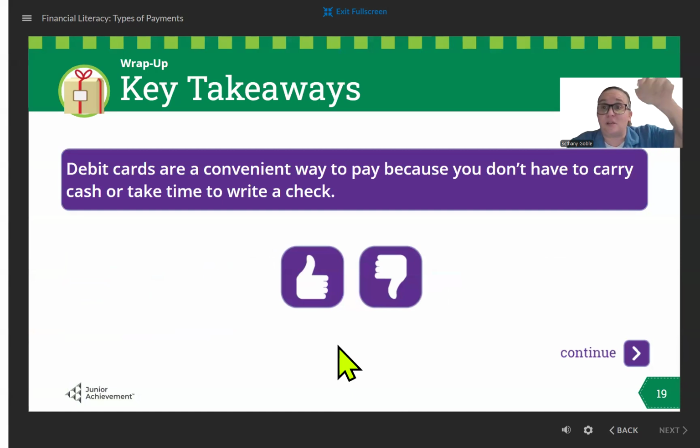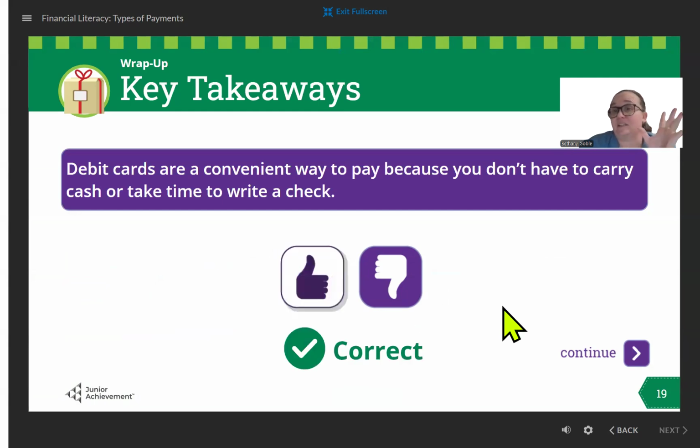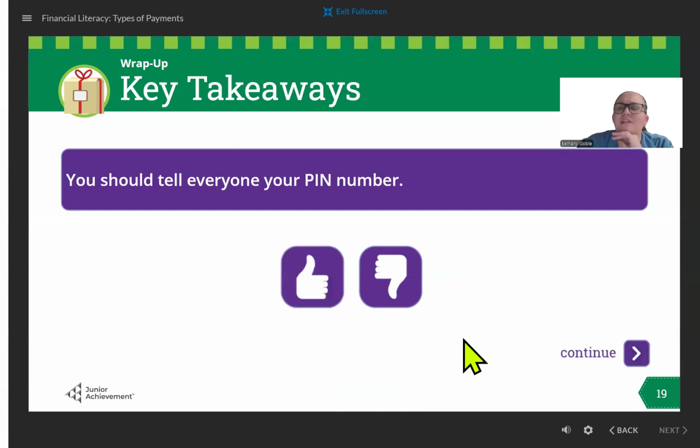You guys tell me thumbs up or thumbs down. Debit cards are a convenient way to pay because you don't have to carry cash or take time to write a check. Yeah, nice and easy, right? You should tell everyone your PIN number. That's a big fat no.